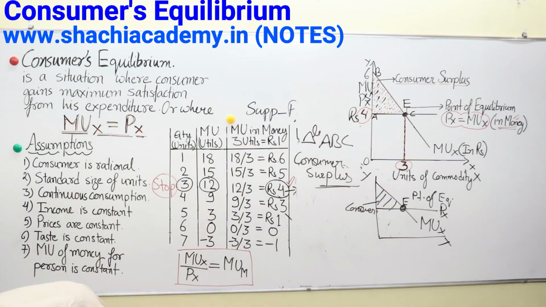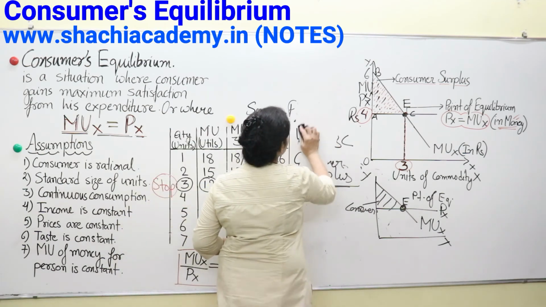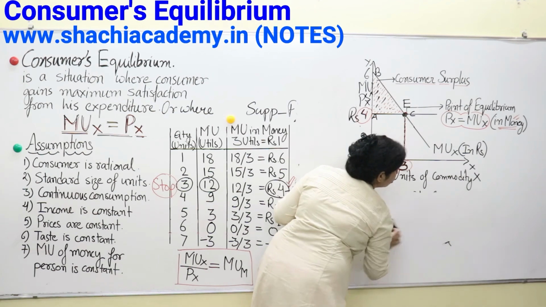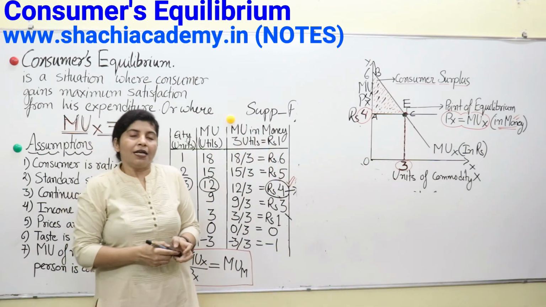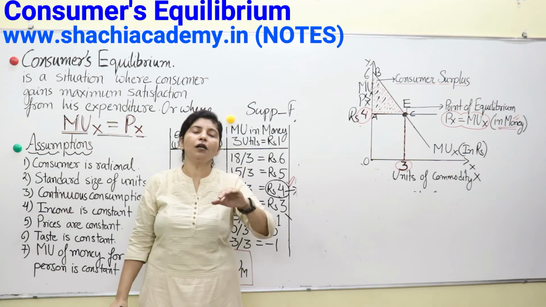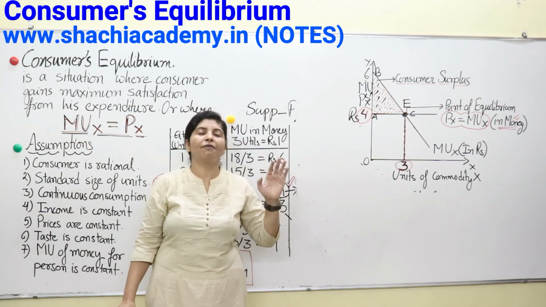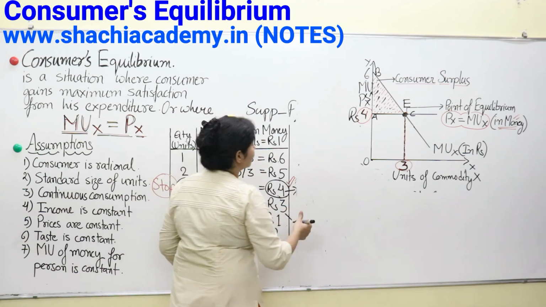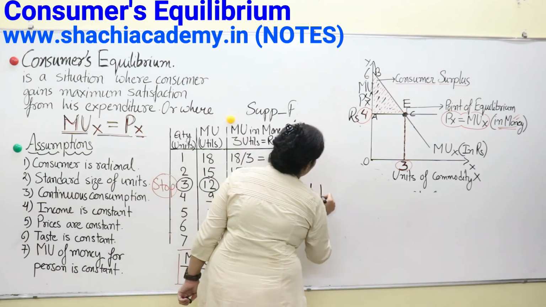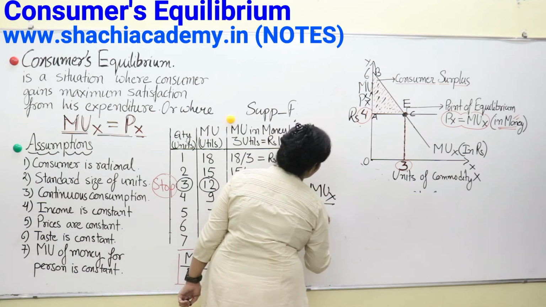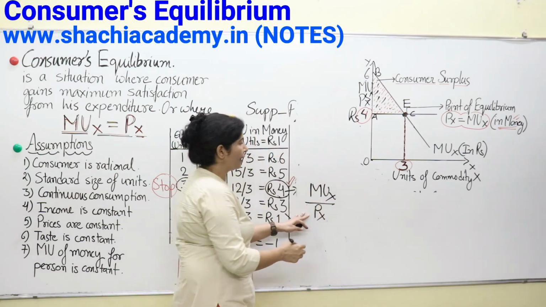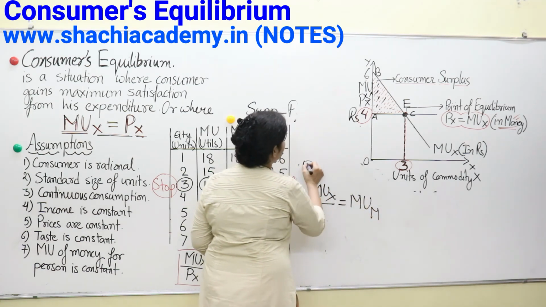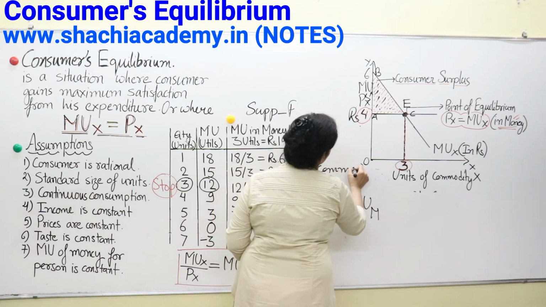Now, this is the case for one commodity. Many times you have cases for two or more commodities. See, in real life, we spend on more than one commodity, a great number of commodities. So in that case, what will happen? For that, the formula is marginal utility of X divided by price of X for one commodity is equal to marginal utility of money. This is for one commodity, right?